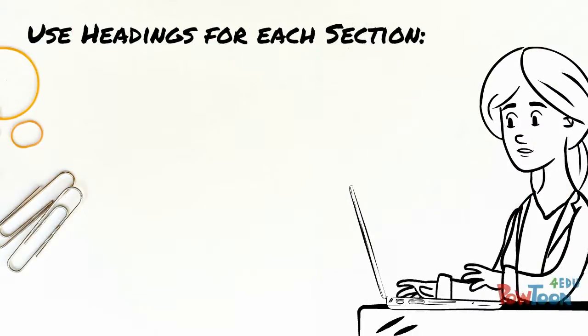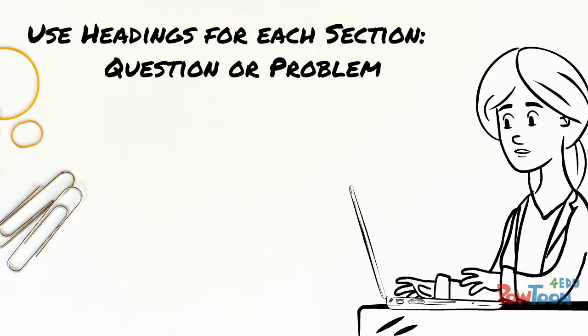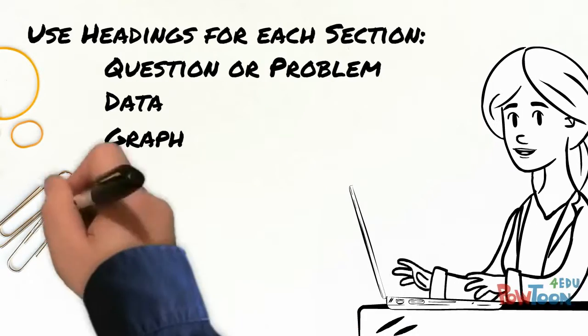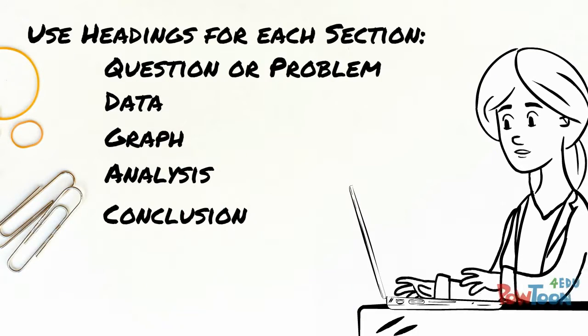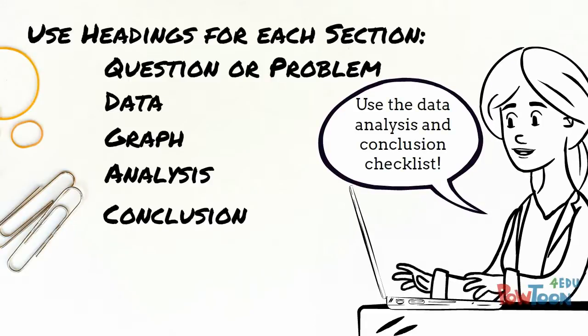The headings you should use are Question for experimental projects or Problem for engineering projects, Data, Graph, Analysis, and Conclusion. The Data Analysis and Conclusion checklists give details for the components of each section.